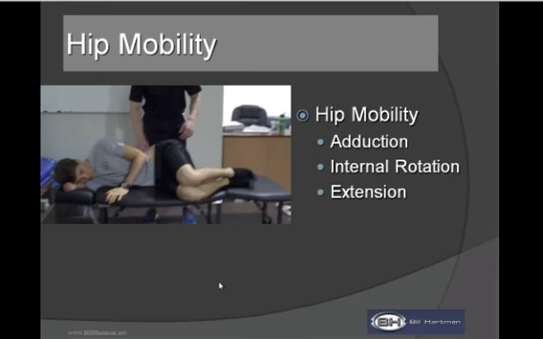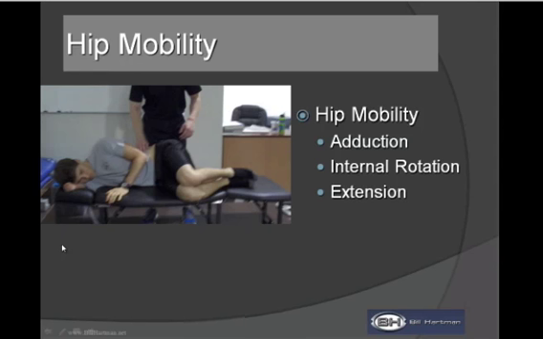We want to look at hip adduction, we want to look at hip intrarotation and hip extension, because if we can't access these motions, we're going to see a pretty significant effect on our ability to stabilize the hip joint and perform skilled movements because of a limitation in mobility.